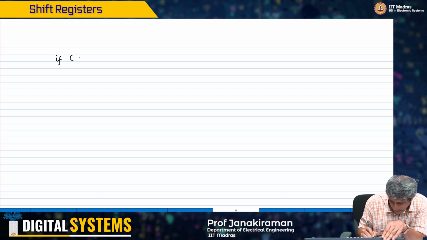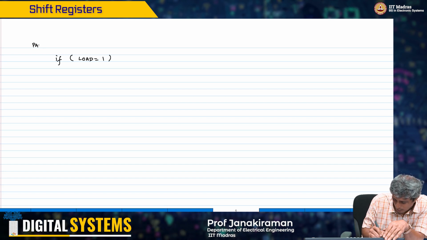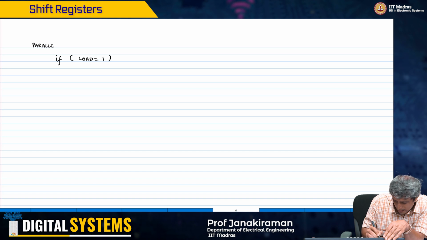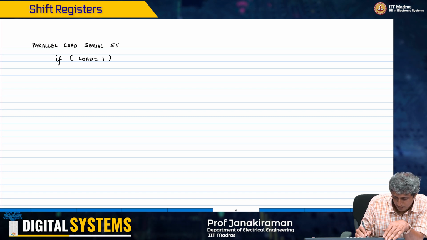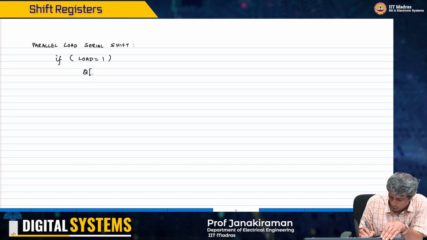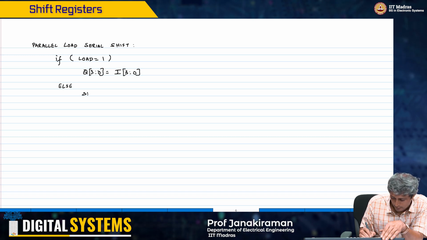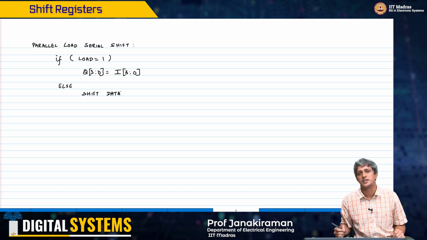So pseudo code again, if load equal to 1, okay, this is a parallel load, else serial shift. Okay, so if load equal to 1, I want Q3 to 0 to be equal to I. Okay, else I want to shift data out like I did the serial shifting operation.